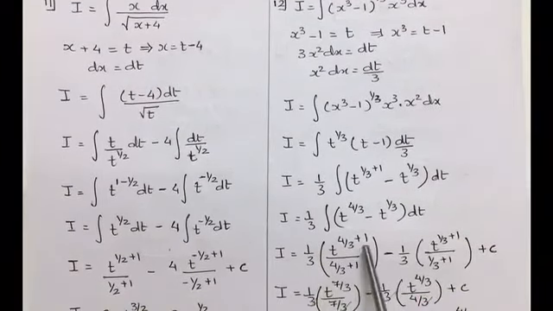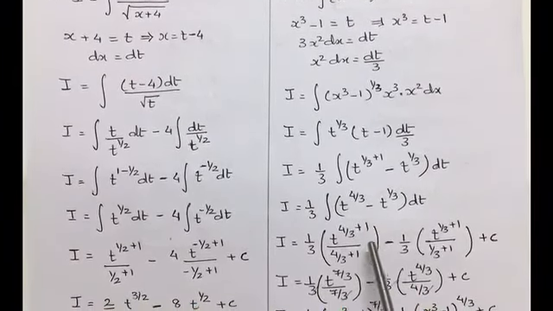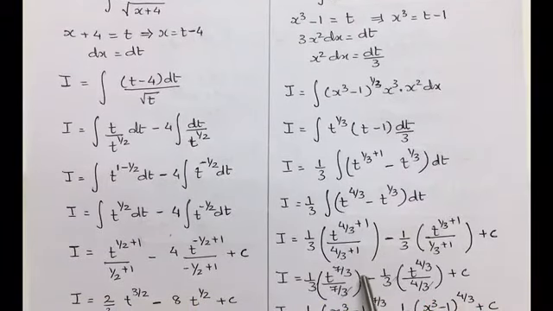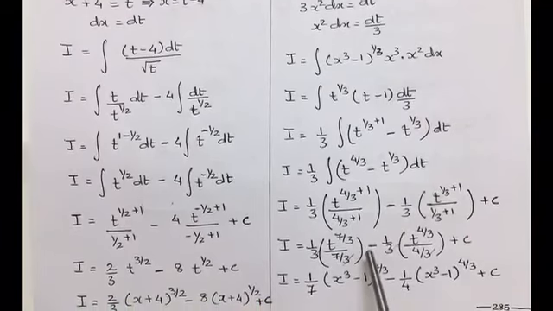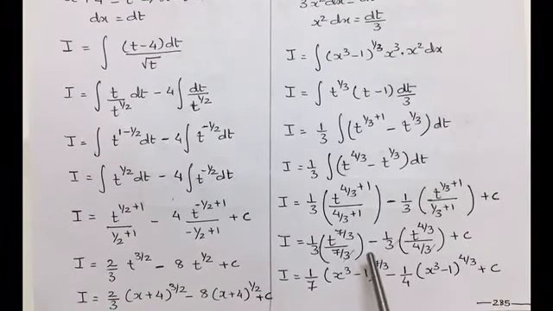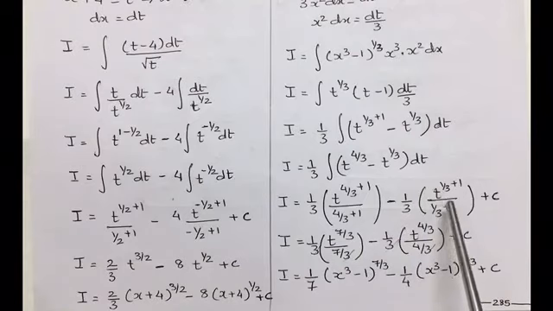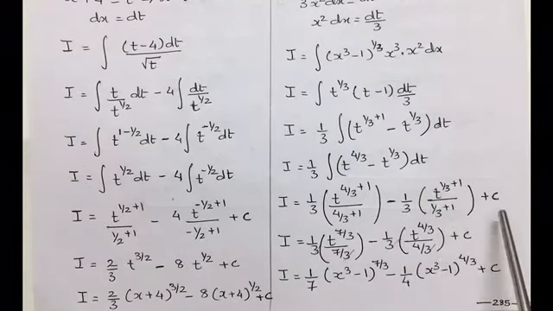Now integrating by using the method of n plus 1 upon n plus 1, we get here 4 by 3 plus 1 divided by 4 by 3 plus 1. 1 by 3 is being multiplied with both the terms, minus 1 by 3 t raised to 1 by 3 plus 1 upon 1 by 3 plus 1 plus c.